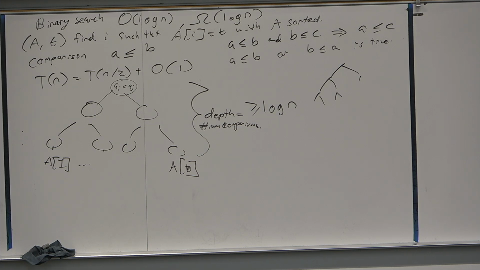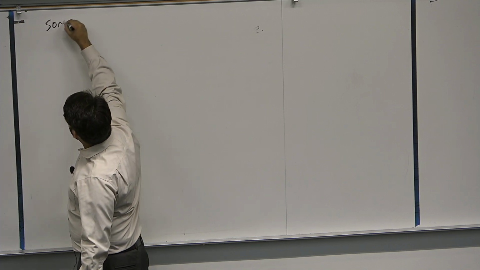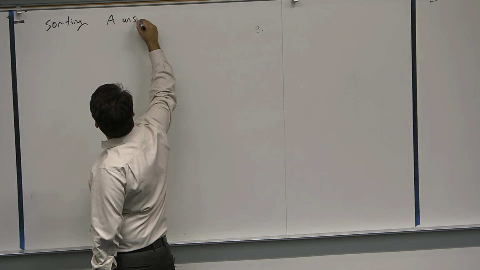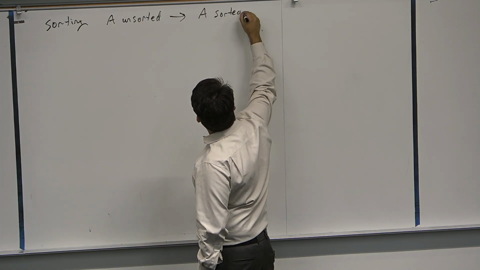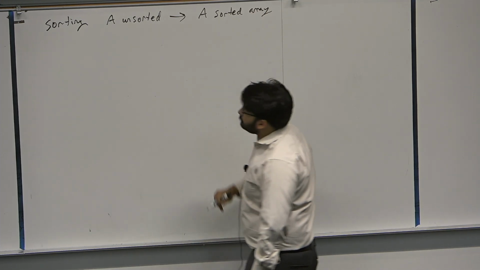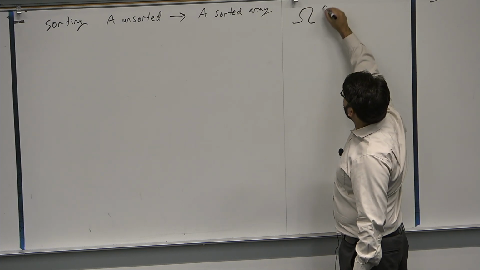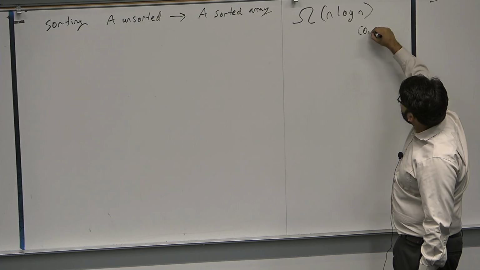Okay, let's talk about the sorting lower bound. Again, we're working in the comparison model. Sorting is the problem where you have an unsorted array of comparable elements, and then you output the sorted array. So we want to prove that sorting requires, in the comparison model, at least n log n comparisons.